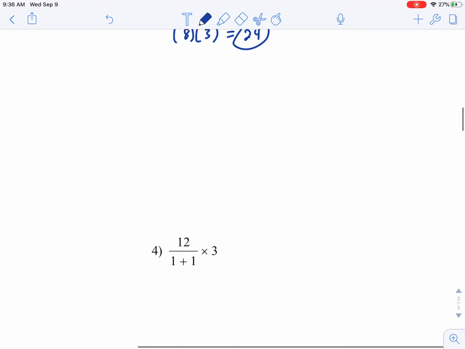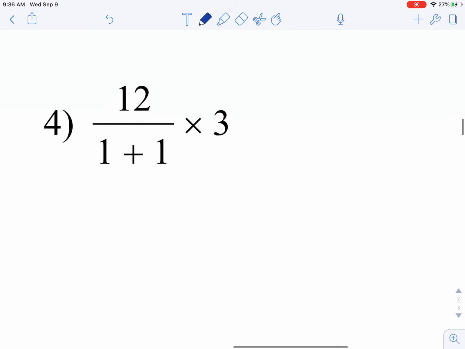Next one. Okay, so this is an example, as I said before, where a fraction bar can act like grouping symbols. This creates a group down here that you need to work out first, just as if there were parentheses. So 1 plus 1 is 2, that's 12 over 2. Now I said we don't use an x anymore, and here's an x.